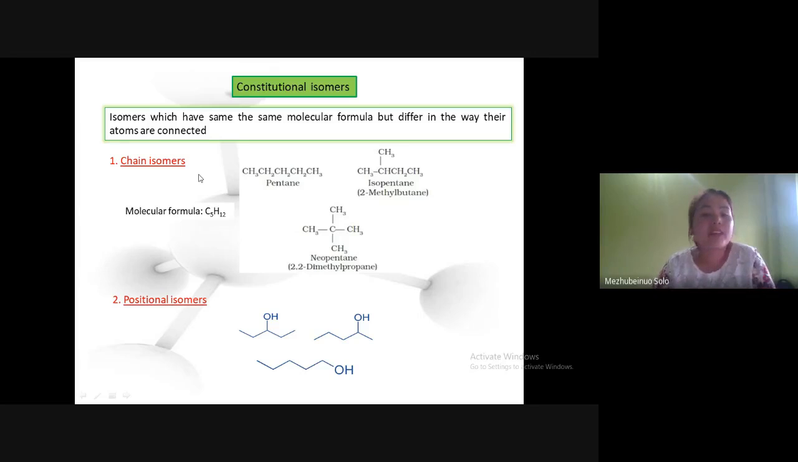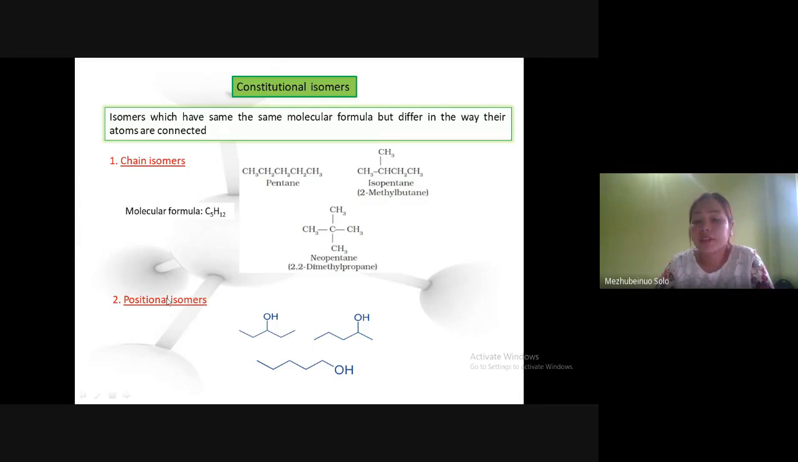So see, I have given 3 molecules here. In the first molecule, we have 5 carbons in the carbon chain. In the second one, we have only 4 carbons in the carbon chain. And in the third one, we have only 3 carbons in the carbon chain. So this type of compounds are called chain isomers. And the second class is the positional isomer, where this type of isomers will have the same functional group and the same molecular formula, but the functional group will be located at different positions along the carbon chain.